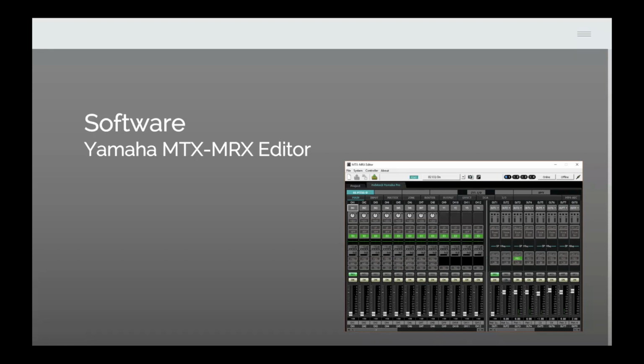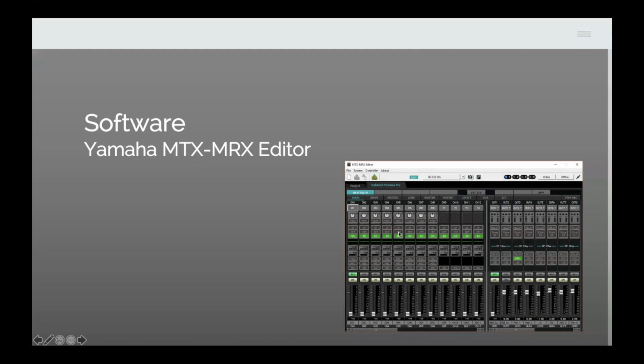Finally, I'm just going to show you a screenshot of the MTX MRX editor. And this is where you'll see you can adjust everything from inputs to how those inputs are matrixed, to zones, routing, outputs, effects, and finally connections between the main processor, any external connections, and XMV amplifiers.